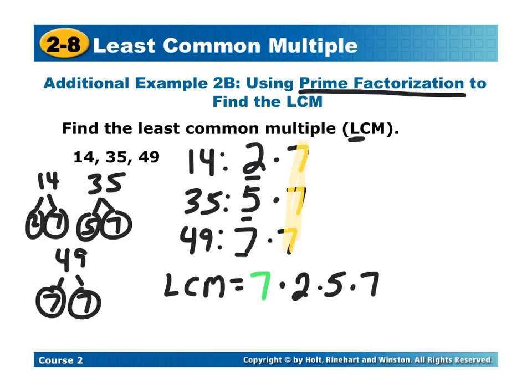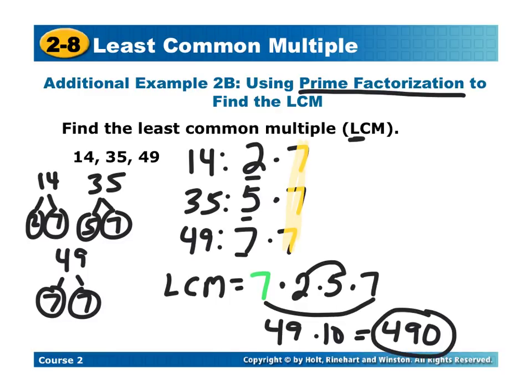And now we're just going to multiply. For mental math reasons, I'm going to do my 7 times 7 first, which is 49, because when I do 2 times 5, it's 10. So now when I do 49 times 10, I get 490. So the least common multiple of 14, 35, and 49 would be 490.